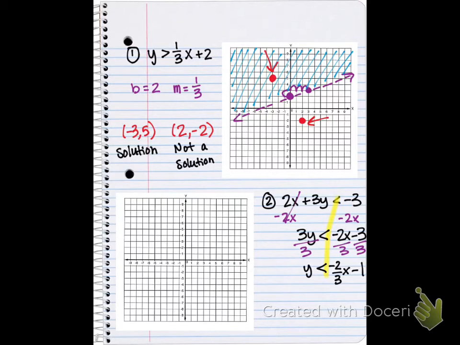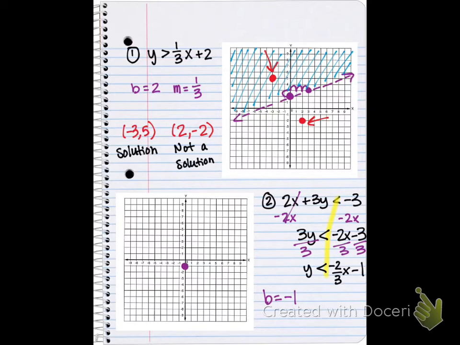So our second step is to plot the y-intercept. And so here we can tell that our y-intercept, or the b, is negative 1. Okay? So let's plot that on our graph right here.